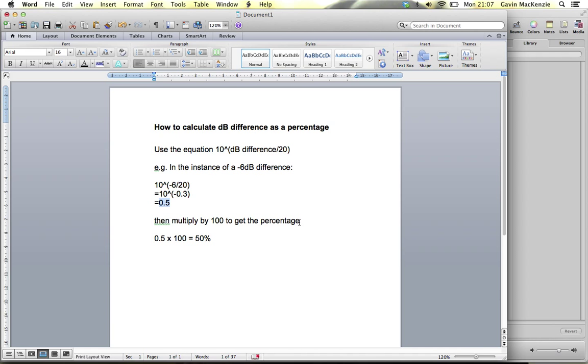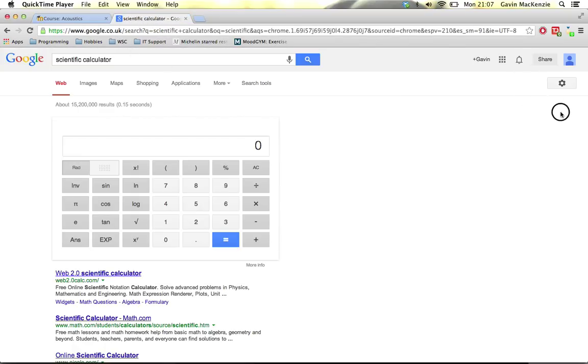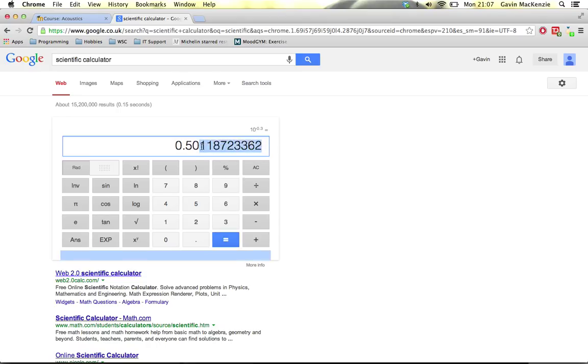How do I work that out? Well, if I go back to Chrome and open up this other tab, in Google you can basically type in scientific calculator and it gives you a scientific calculator, which is great. So if you remember, what we need to do is 10 to the power of -0.3, and that's done like this. Enter the number 10, then we press this button down here, x to the y. That means whatever you typed in to the power of what you're going to type in next. And it was -0.3, and then we press the equals sign, and that gives us 0.5 and a whole bunch of numbers. I just want you to round it to the first 2. So in this case it's 0.50.